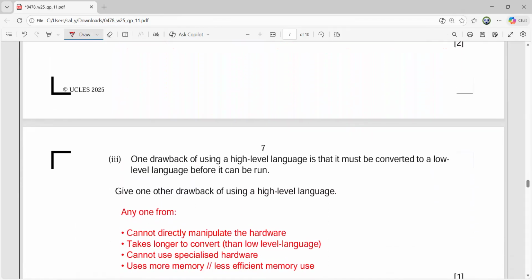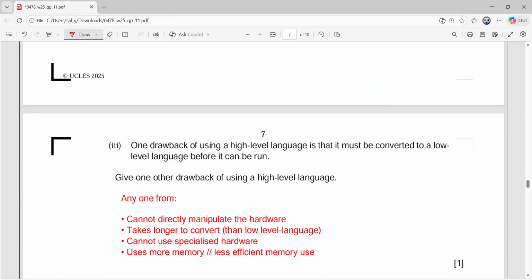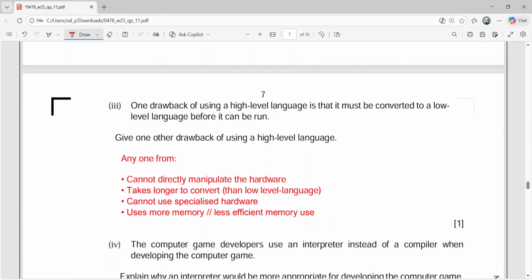One drawback of using a high-level language is that it must be converted to a low-level language before it can be run. Give one other drawback of using a high-level language. So it cannot directly manipulate the hardware. It's not using the machine-dependent instructions. It takes longer to convert than a low-level language. Please be clear, it's taking longer to convert. It cannot use specialized hardware, uses more memory, you can say it's a less efficient usage of the memory. So any 1 point written properly will give you 1 out of 1.